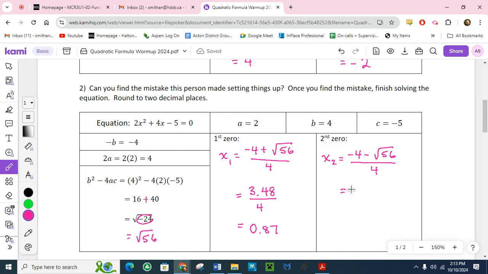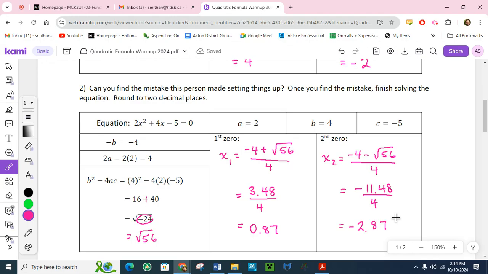But don't be a sheep. If I do something wrong, let me know. I got 0.87 and negative 2.87. Now, I've been known to make mistakes, but yeah, I think that's all good. Anyone get the same thing?